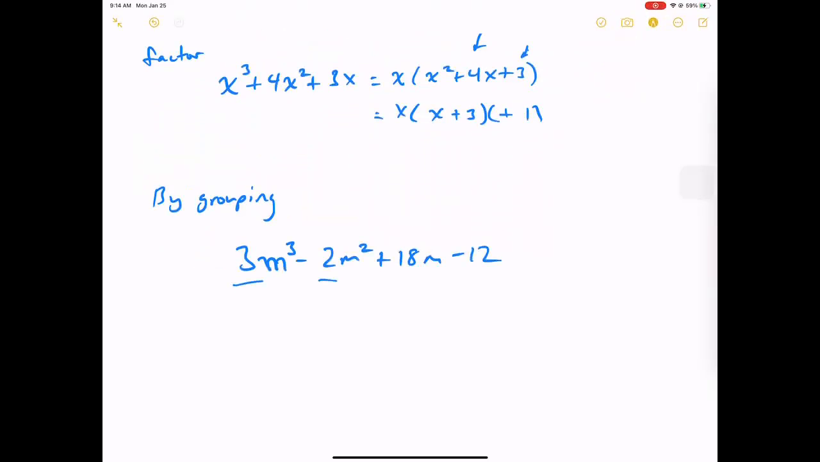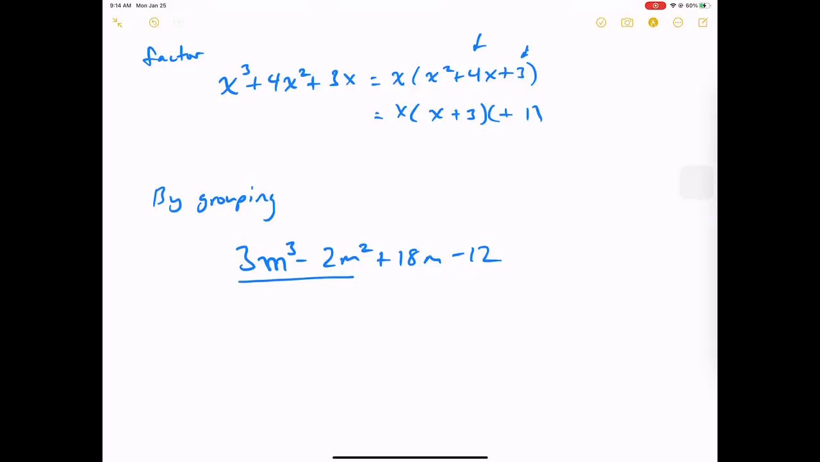I see a 3 and a 2. Okay, those don't factor out. 18 and 12, those don't factor out. I see an M, M, M. Oh, no M. Darn it, I wish they all had an M. So in this problem, we're going to do something a little different. Instead of looking at the whole problem at once like we've been doing previously, we're going to look at only in groups.